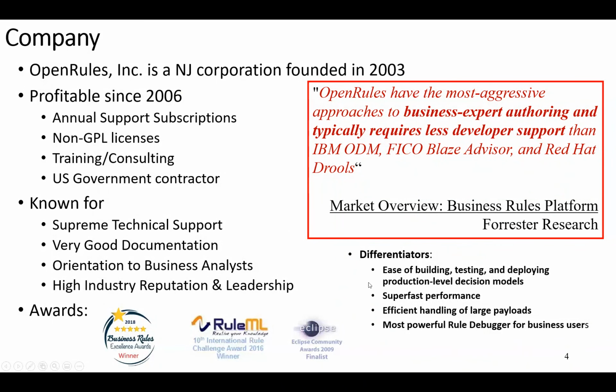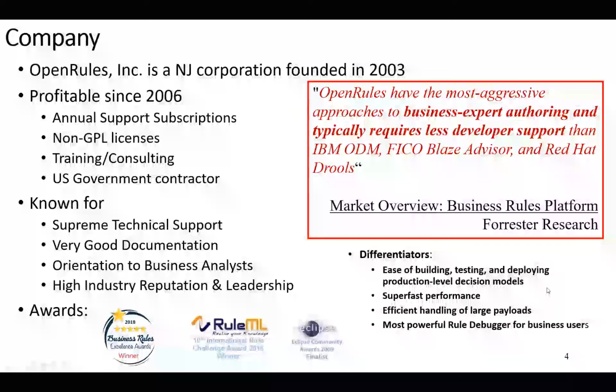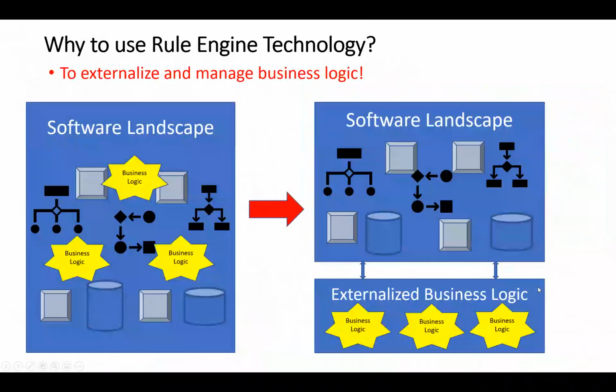Here are a few differentiators, and among them, probably the ease of building, testing, and deploying complex production-level decision models is the most important one. OpenRules is among the fastest rule engines available on the market today and can handle large payloads. Why do people select rule technology in general, such as OpenRules? If you're new to this technology, let me briefly describe the reason for migration to real rule engines.